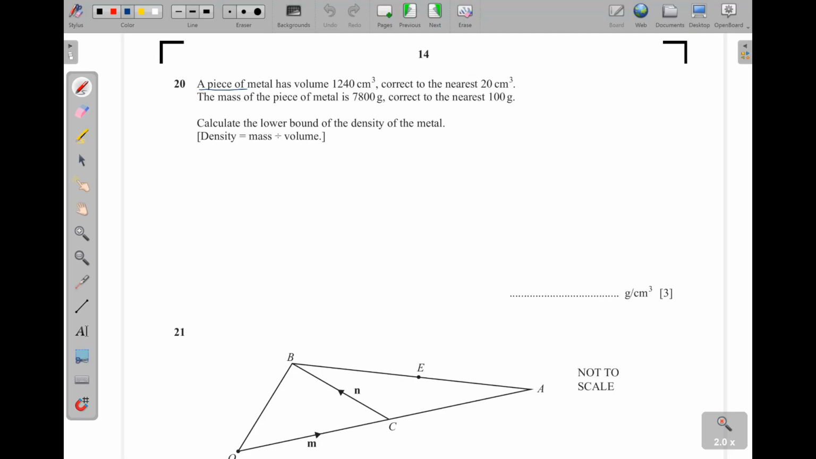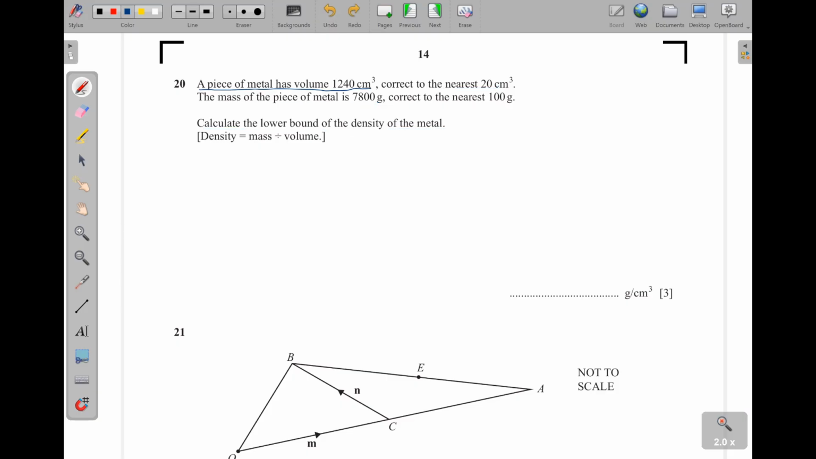Question 20. A piece of metal has volume 1240 cubic centimeters, correct to the nearest 20 centimeters cubed. The mass of the piece of metal is 7,800 grams, correct to the nearest 100 grams. Calculate the lower bound of the density of the metal. Density is equal to mass over volume.